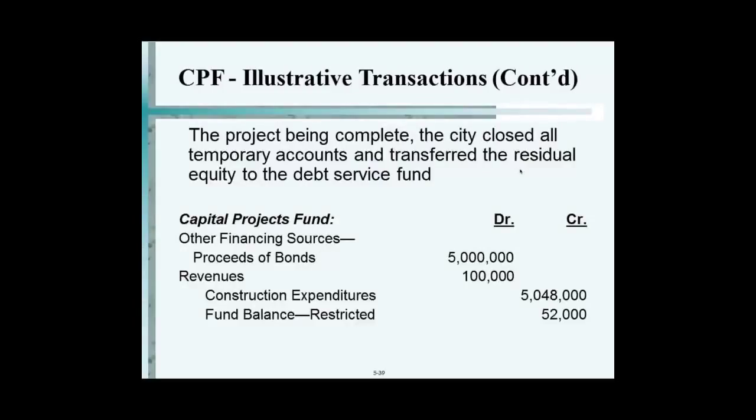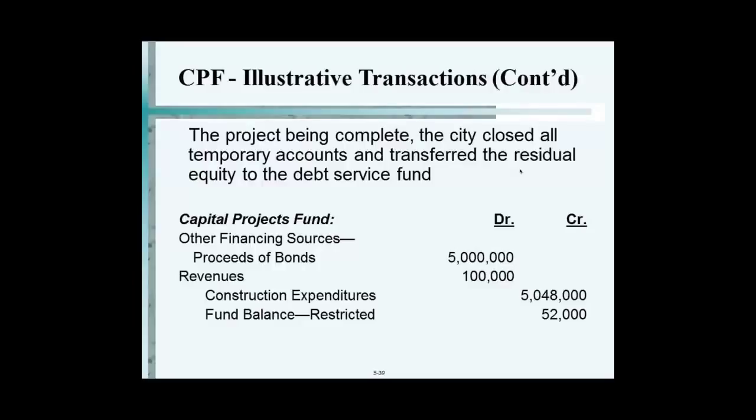This is the final entry to close all accounts. So let's try to read this. When you close accounts, what kind of entry do you make to the account? Exactly the opposite. If you close a revenue account, what would you do to it? You would debit it. If you close an expenditure account which has a debit balance, what would you do to it? Credit it. And this is what we're doing. Other financing source, $5 million, which was shown originally as a credit, we debit that. Revenues, which were originally shown as a credit, is now shown as a debit. Construction expenditures, $5,048,000.